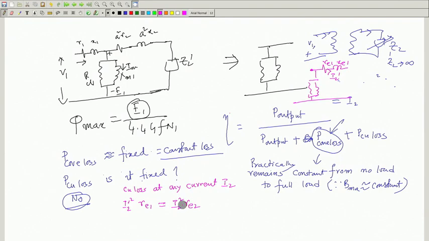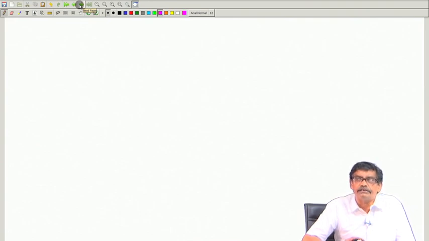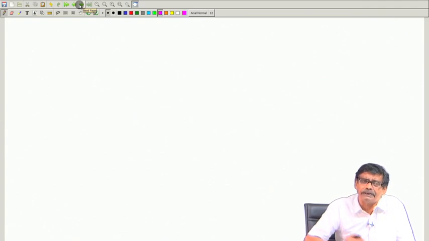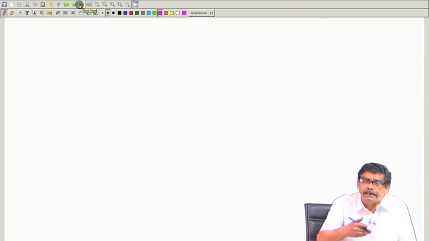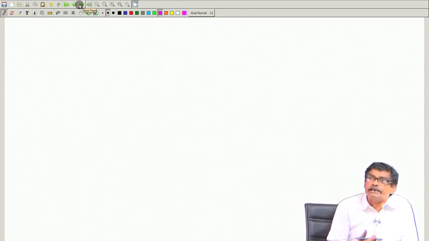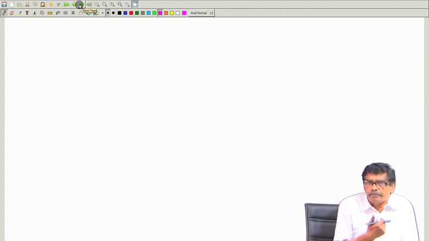Is that clear? After I have learned this, there are many books to calculate the efficiency of the transformer in several ways, this way, that way. I will give you a particular way of calculating efficiency, which will make your life easier, and also it will bring out the concept of degree of loading.